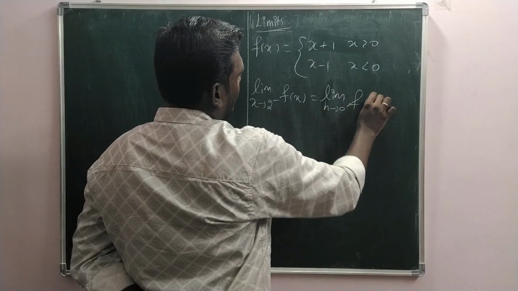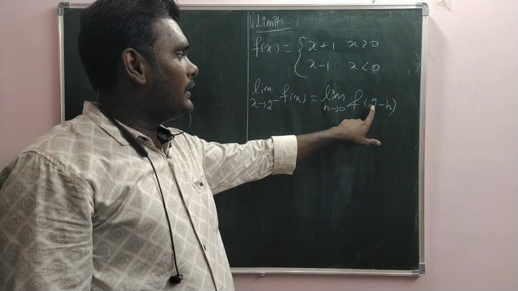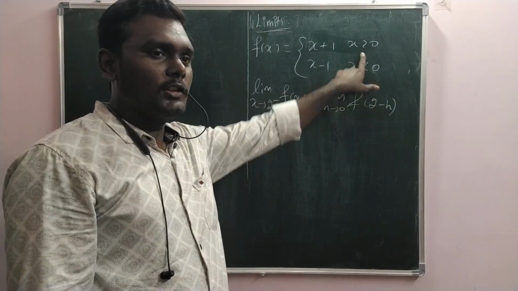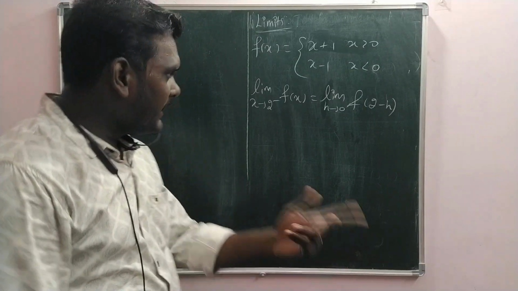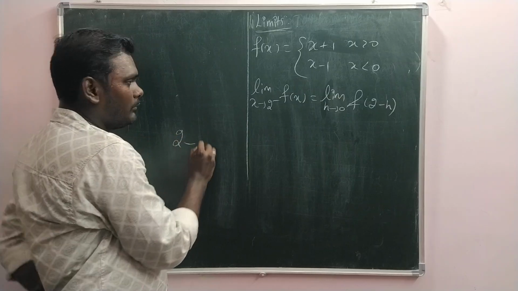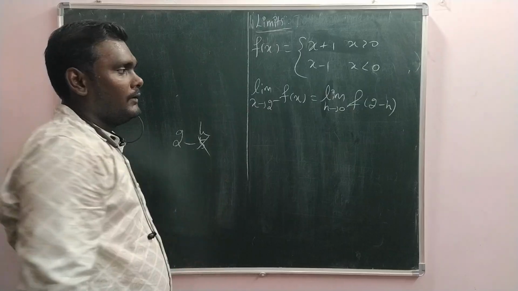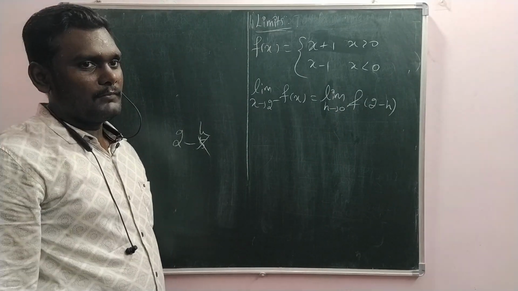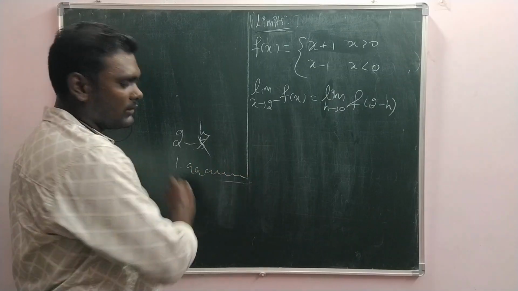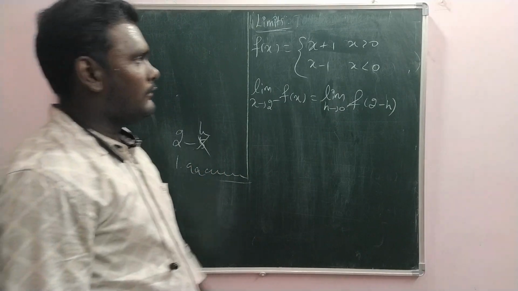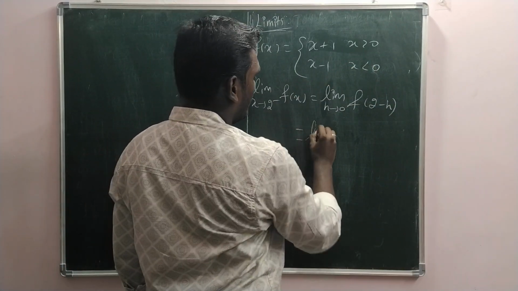h tends to 0, f of 2 minus h. Alright. 2 minus h means whether the value is more than 0 or less than 0, we should check. You might think, what if it can be 2 minus 5? No, it is not, because h is a very small quantity. It will be very near. So we will be getting 1.999999, like 1000 nines. Like that, a very small quantity. Whether it is greater than 0 or less than 0, we should check. That I didn't check in the last scenario.